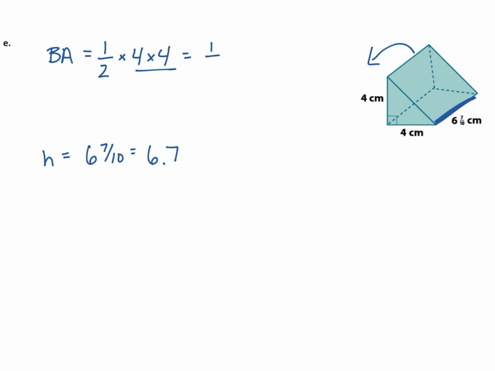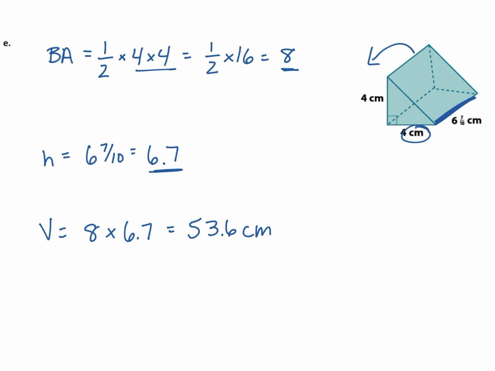4 times 4 is 16, so we need half of 16, which is 8. For our volume, we are taking our base area and multiplying by our height, which gives us a volume of 53.6 centimeters cubed.